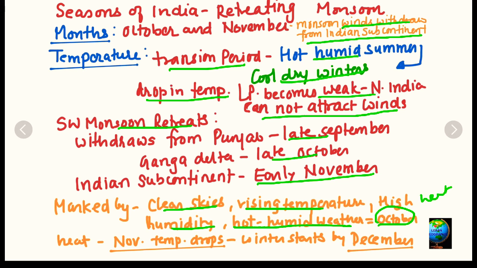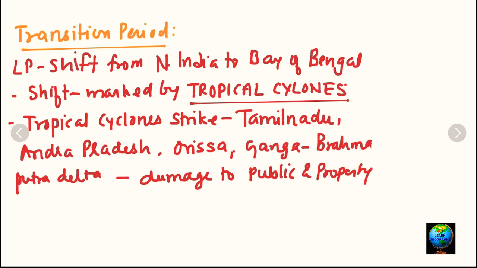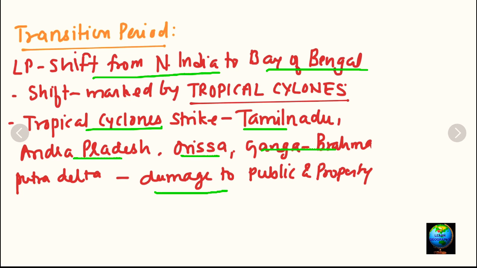From November onwards the temperature begins to decrease rapidly, and in December the winter sets in. During this period of transition, the low pressure area shifts from North India to the Bay of Bengal. This shift is marked by the formation of cyclones, which are known as tropical cyclones. They strike the coast of Tamil Nadu, Andhra Pradesh, Orissa and the Ganga and Brahmaputra Delta region, and they cause widespread damage to public and property.